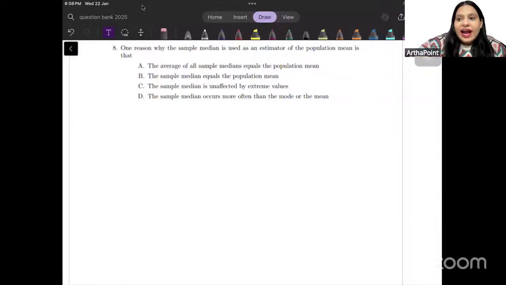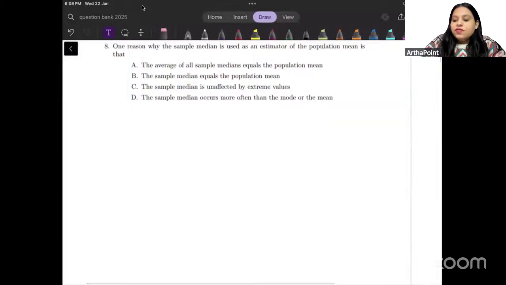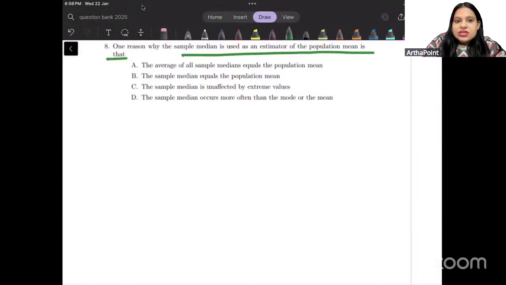I hope you have done the questions I had given you in the previous class. Go ahead, give this question a try. One of the reasons why sample median is used as an estimator of population mean is that... What is the advantage of sample median?